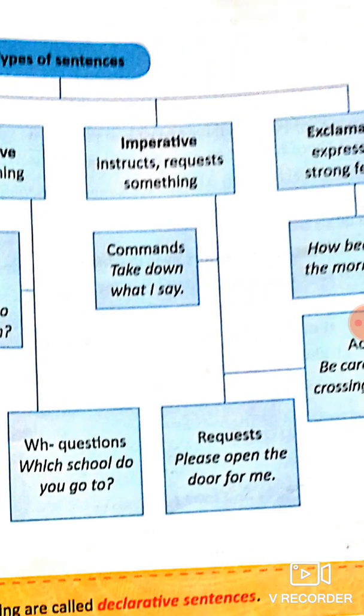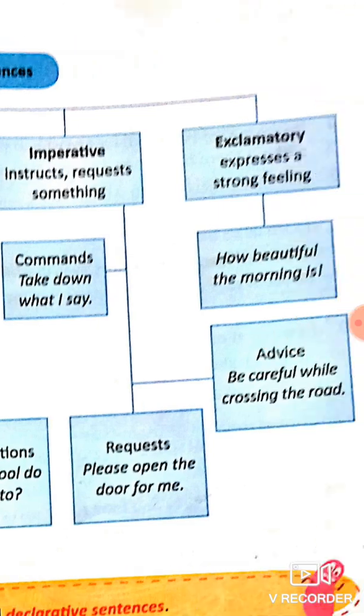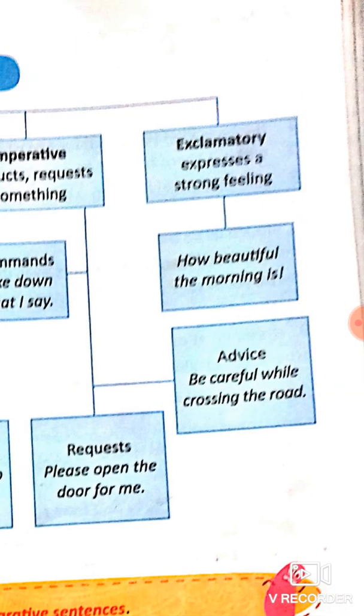Imperative sentences are those which give us instructions, which talk about some request, or which imply some command, some order, advices. Examples of imperative sentences are like, please pass me a cup of milk. This is a request. Carry on with your work. This is like an order. March forward. This is a command. These are a few examples of the imperative sentences.